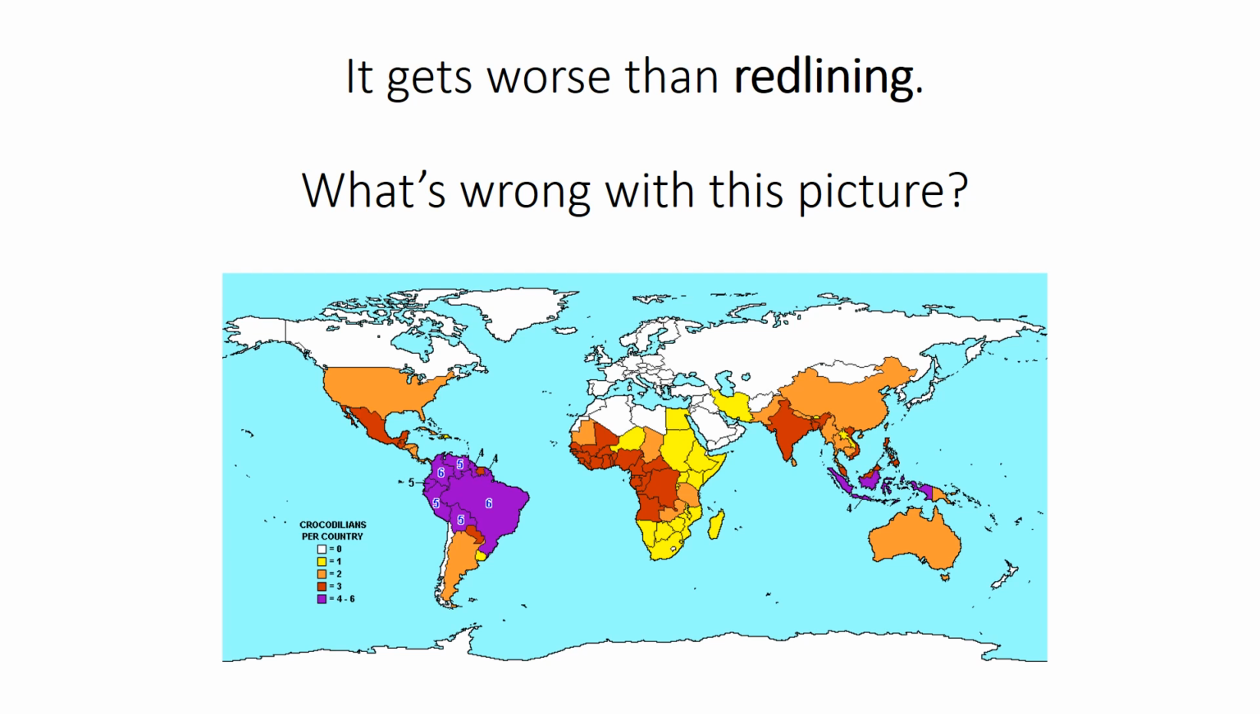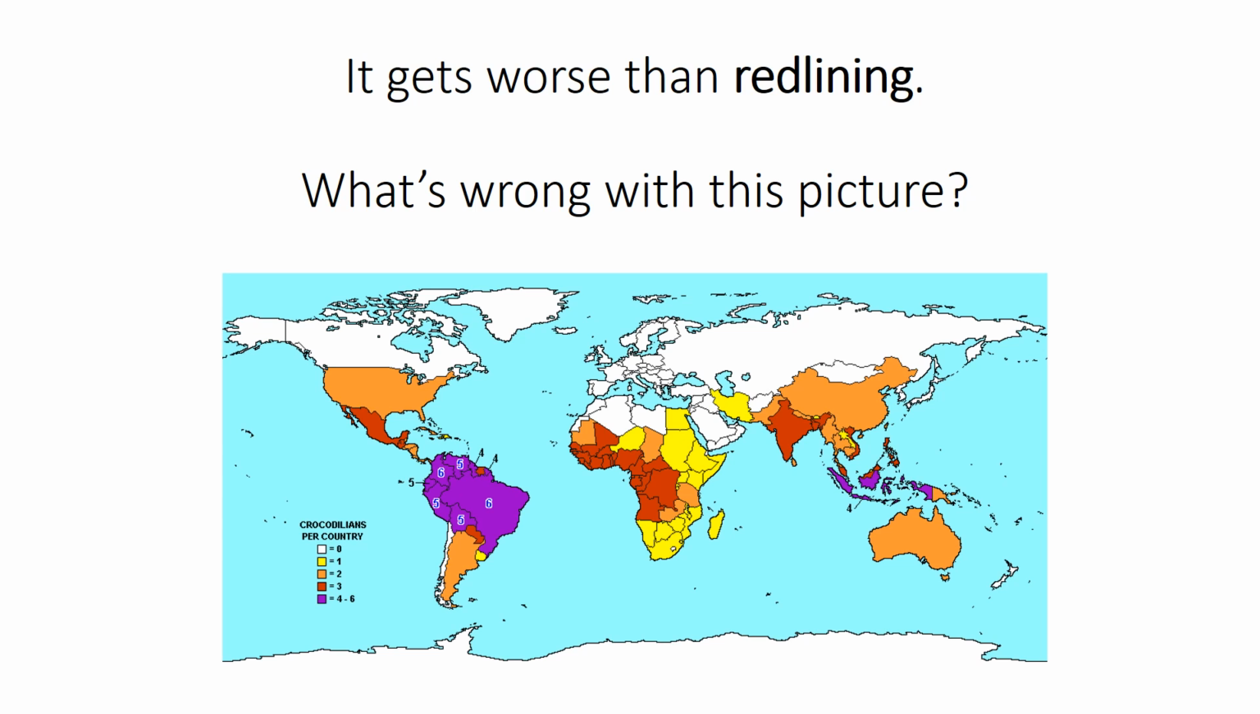Redlining we'll talk about on the next slide, but the gist is that we're using hard boundaries where none exist. A really common example is something like this one. Take a second and look at this map. This is a map of crocodilians per country. I don't even remember where I grabbed this one.